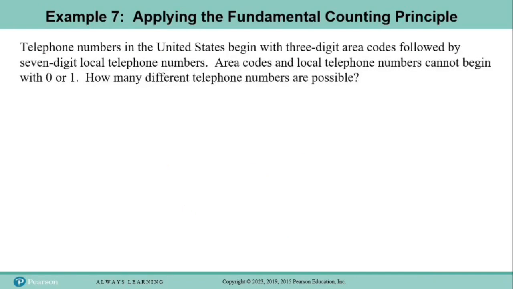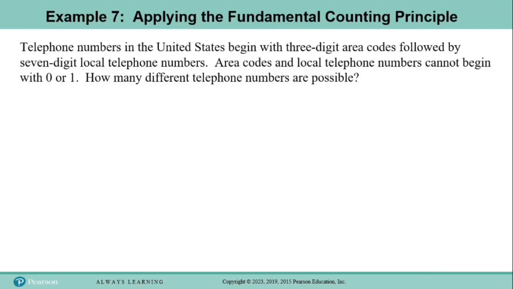Here's example 7. Telephone numbers in the United States begin with 3-digit area codes followed by 7-digit local telephone numbers. Area codes and local telephone numbers cannot begin with a 0 or a 1. How many different telephone numbers are possible?